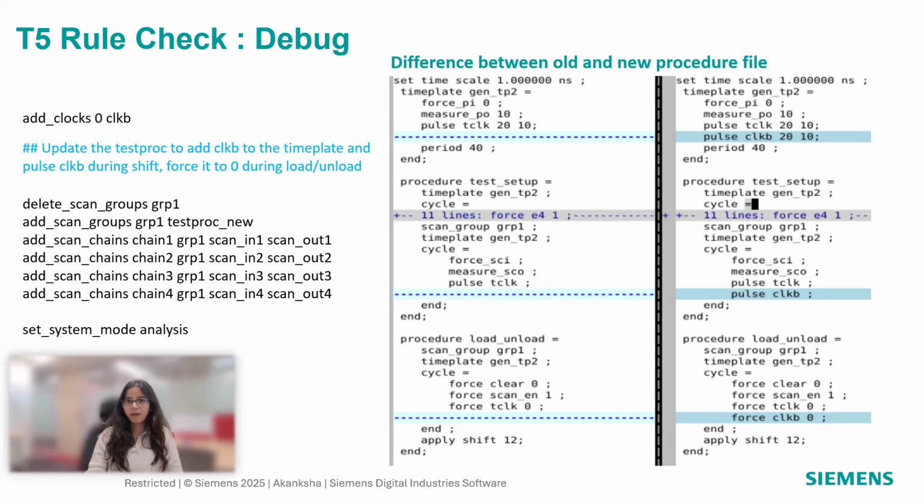Here we can see the comparison between the original test procedure file and the updated version after defining clock B. As highlighted, the definition of clock B and its associated pulses are now included in the timeplate. These updates are reflected in test setup and in load unload procedures.